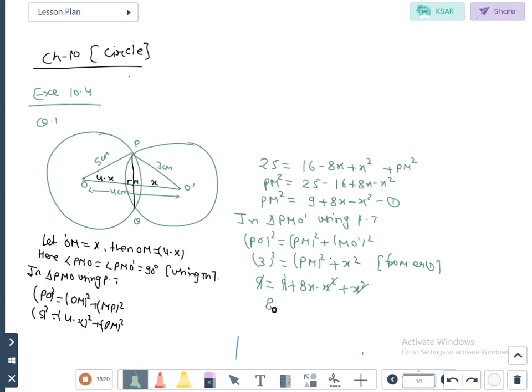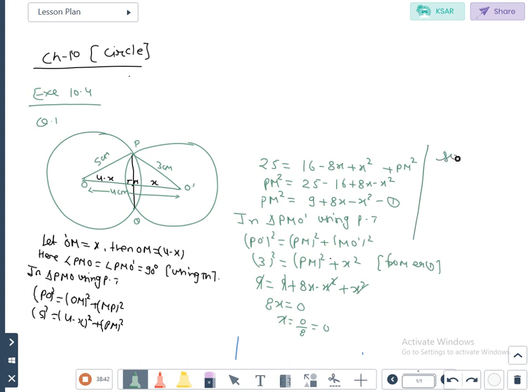9 and 9 cancel. So what we obtain here is 8x is equal to 0. So what is the x value? 0 upon 8 is equal to 0. The meaning is that M and O coincide. Meaning, where point M is, there point O will be.